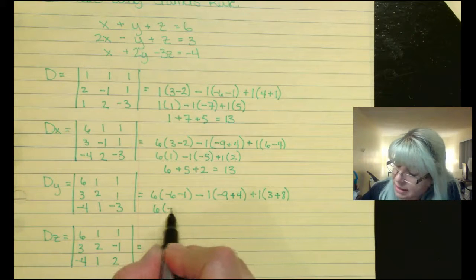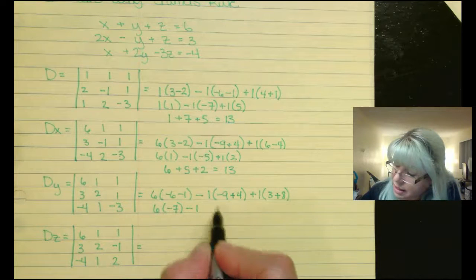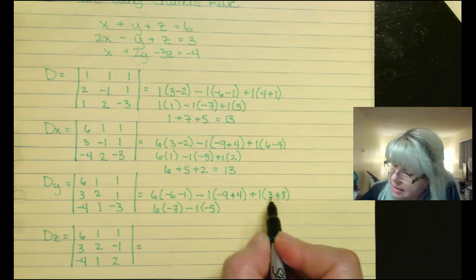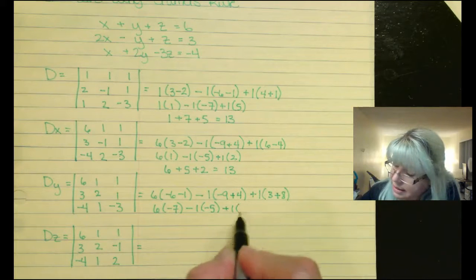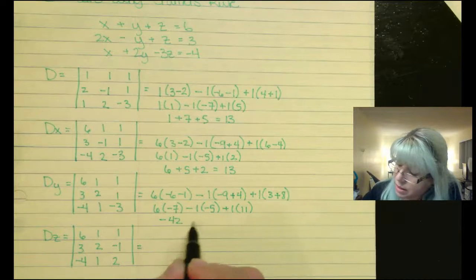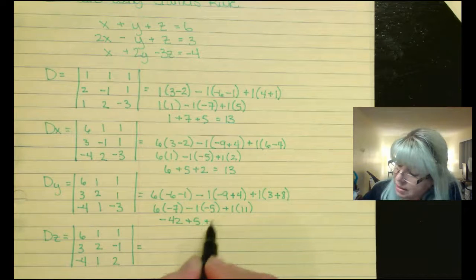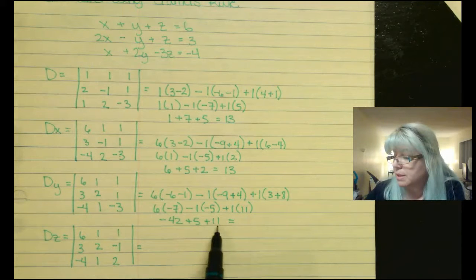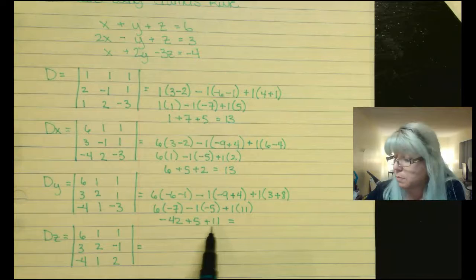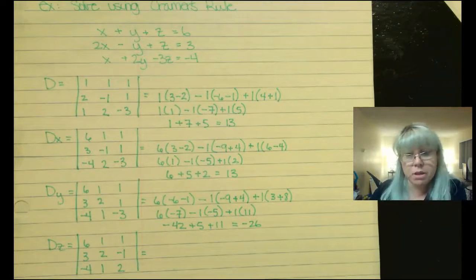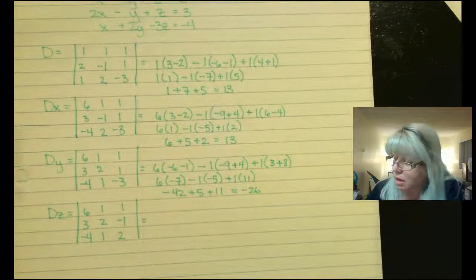Negative 6 minus 1 is negative 7. Negative 9 plus 4 is negative 5. And 3 plus 8 is 11. Right. Negative 42 plus 5 plus 11. And let's see, negative 42, but plus an 11 is plus a negative 31, but plus 5 is a negative 26. Looking good so far. All right, one more to do.